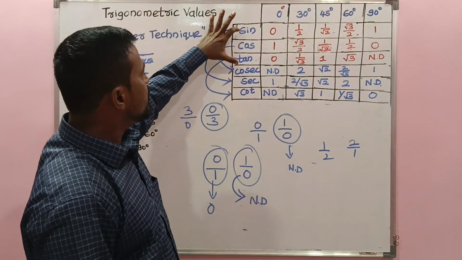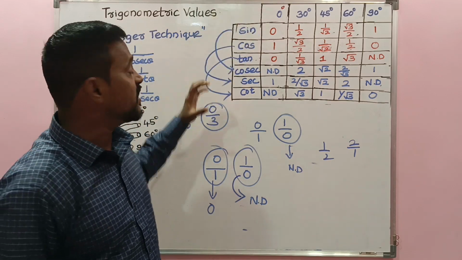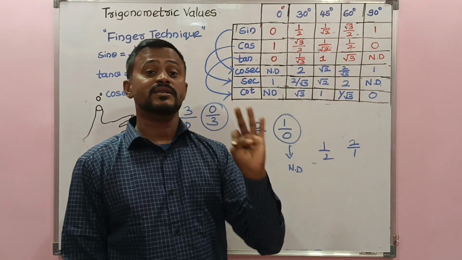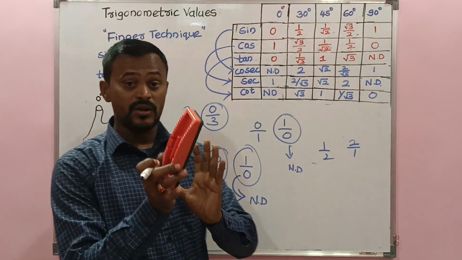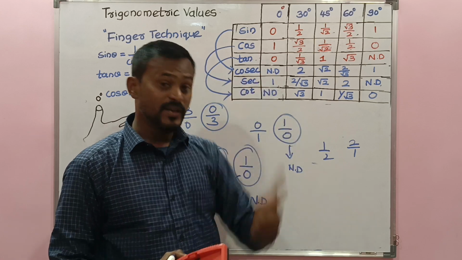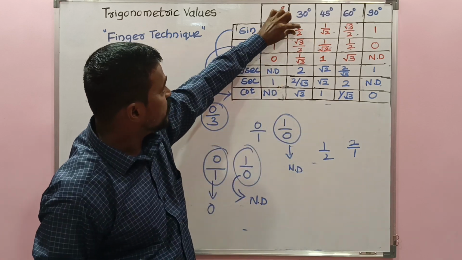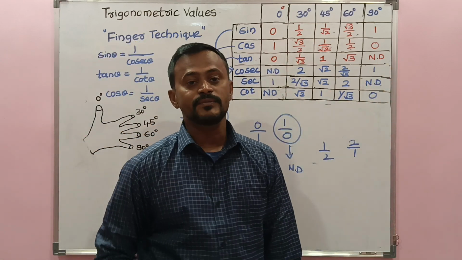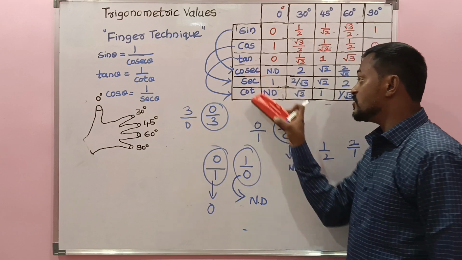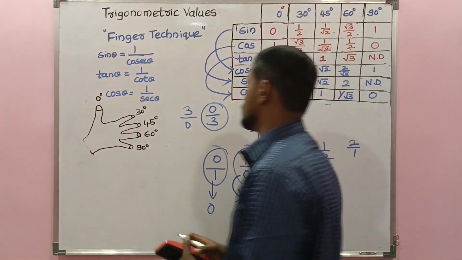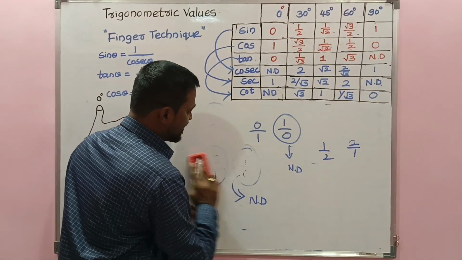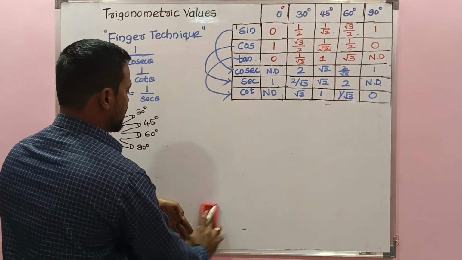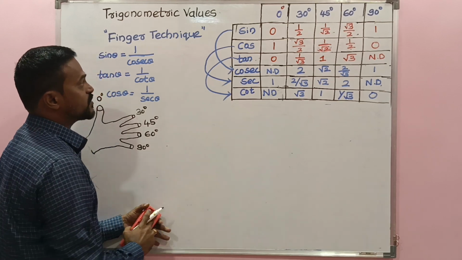If you are able to generate these trigonometric values for sine, cos and tan using the finger technique, easily we can take the reciprocal of them, the multiplicative inverse. You can reverse them, numerator as denominator and denominator as numerator. Then you end up getting the remaining 3 trigonometric values for cosec, sec and cot. So finally, let us recapitulate.